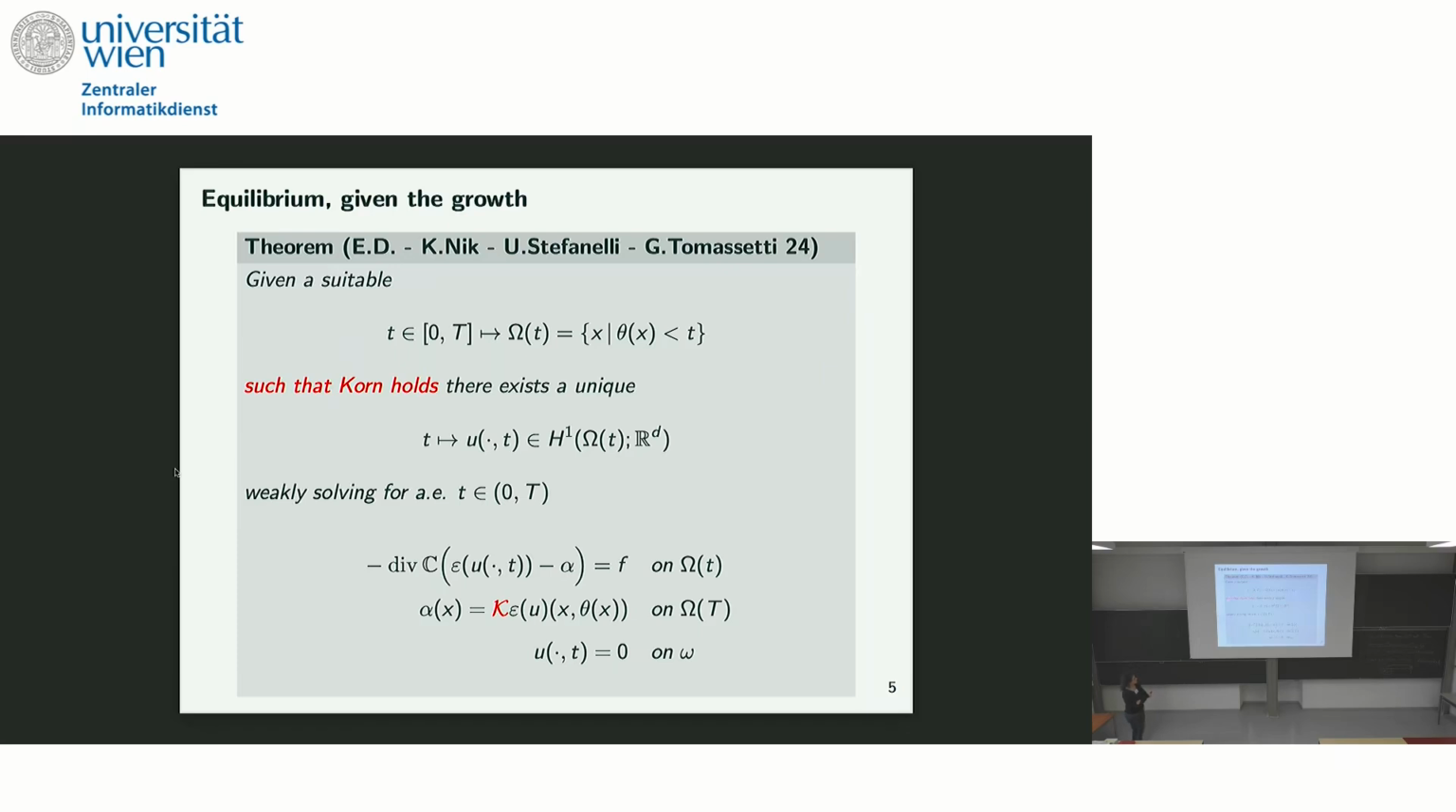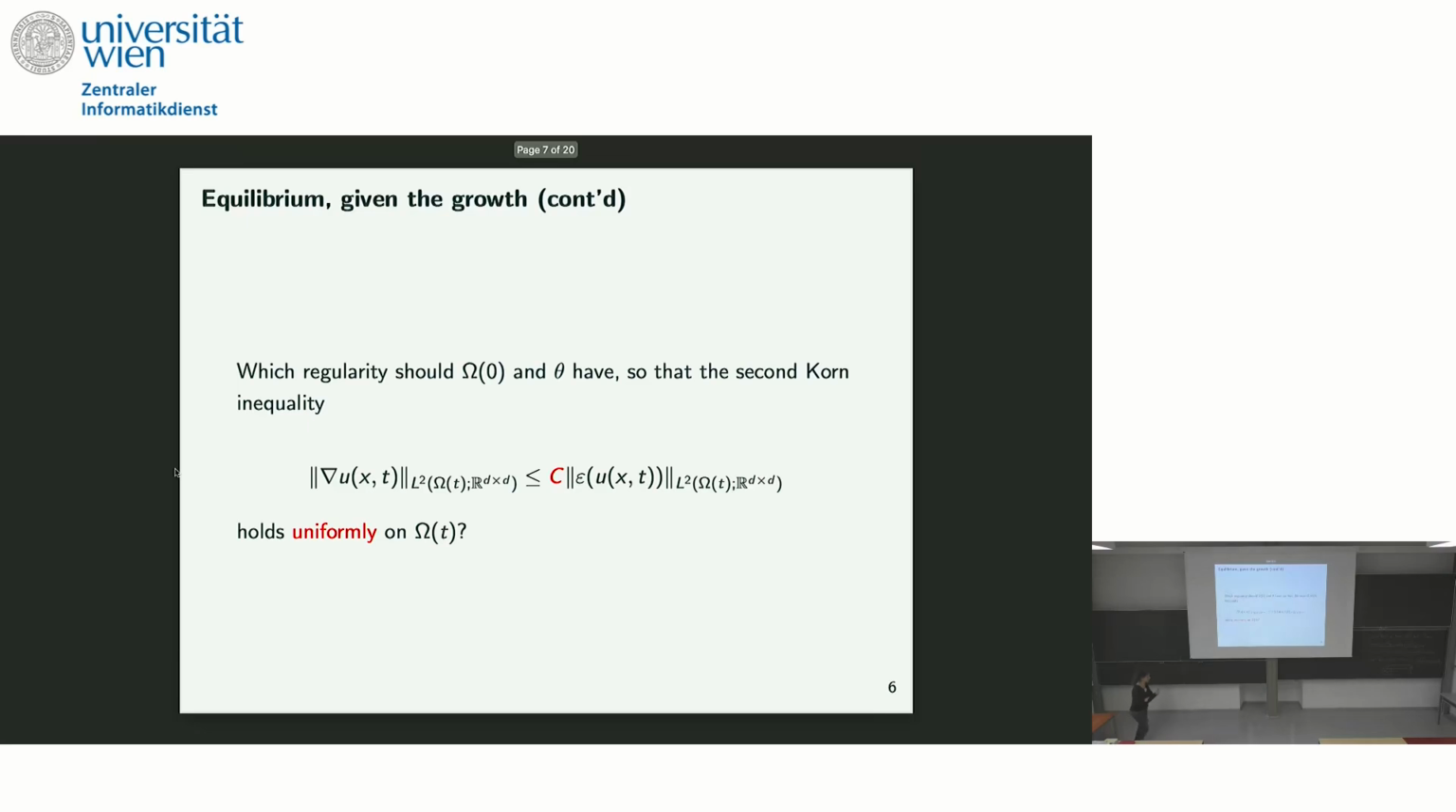Let me come to the other big red point. So we need basically that the growth law is such that Korn holds for every time t. And actually, not only that. What we actually need is the following. We need to make sure that we have the second Korn inequality so that we can control the L2 norm of the gradient on our set omega t in terms of the L2 norm of its linearized strain in a uniform way, meaning that this constant should be independent of time. And the question is, how can we achieve that? So what do we need on the growth law so that such an inequality holds?